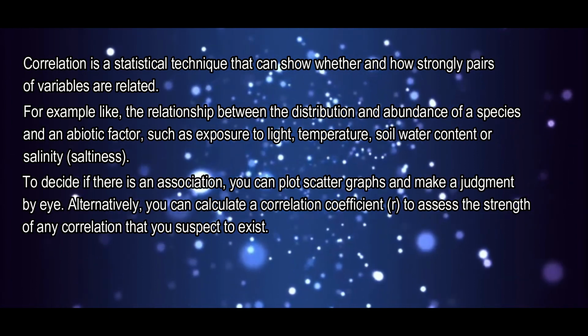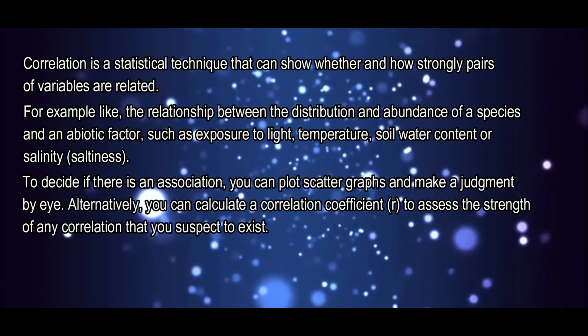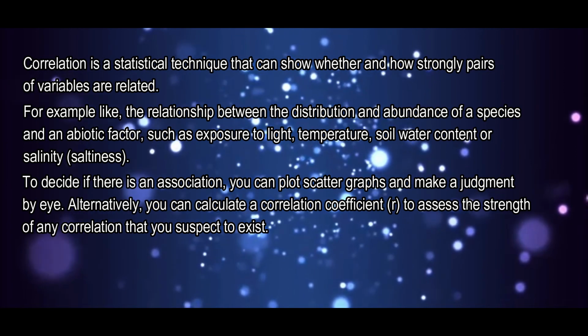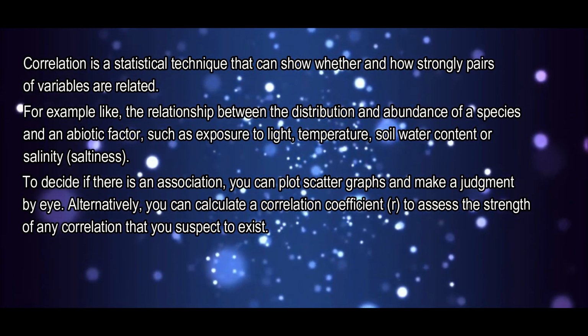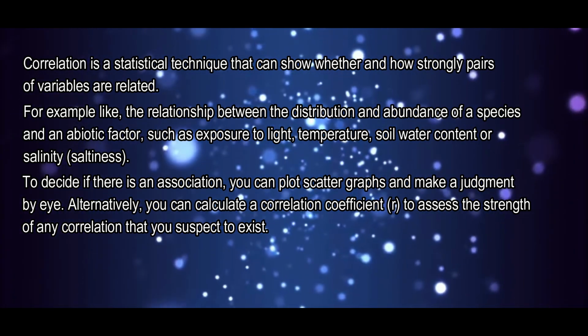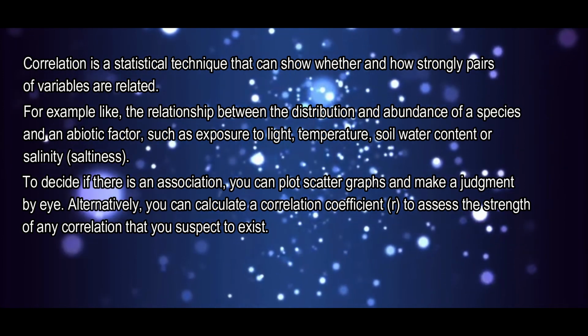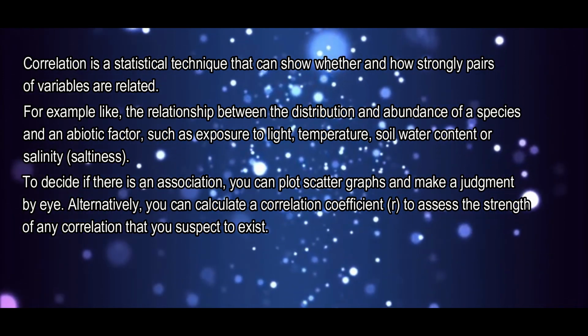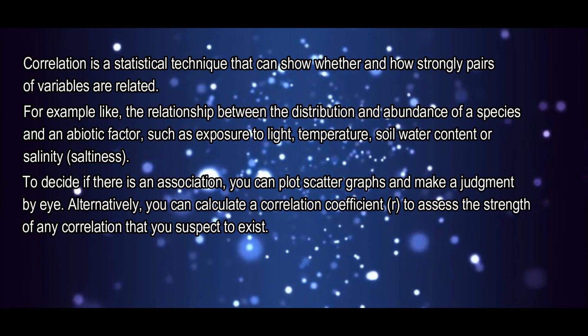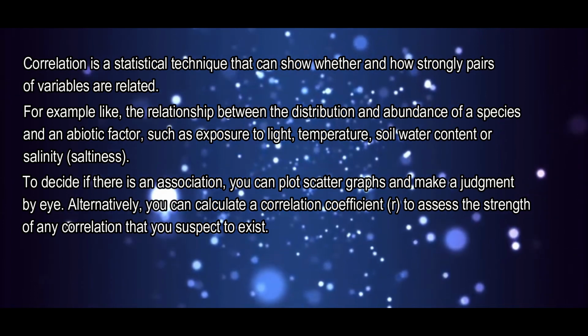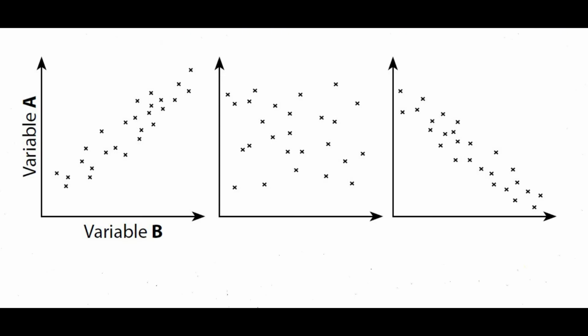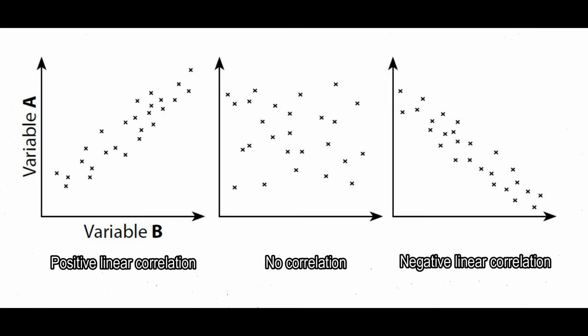To decide if there is an association, you can plot scatter graphs and make an assessment by eye. Alternatively, you can calculate a correlation coefficient to assess the strength of any correlations that you suspect to exist. Three types of association are positive linear correlation, no correlation, and negative linear correlation.